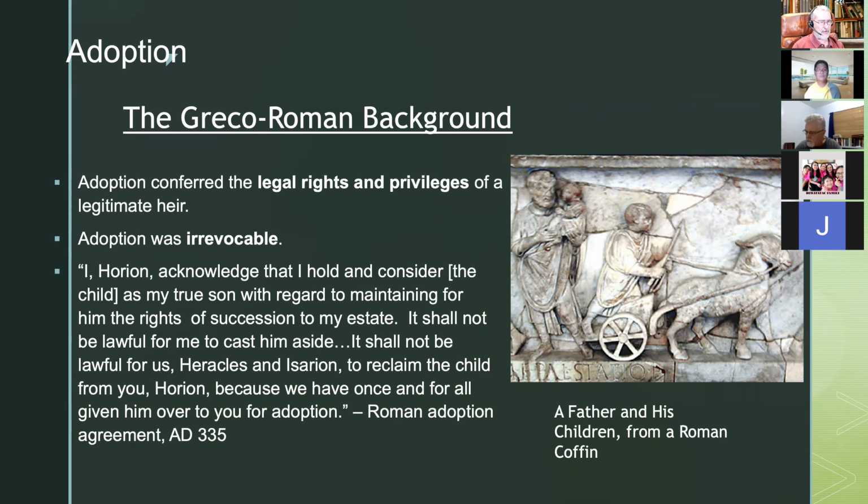This is a Roman adoption agreement from around 335 AD, which is interesting. I, Horion, acknowledge, I hold and consider the child as my true son with regard to maintaining for him the rights of succession to my estate. It shall not be lawful for me to cast him aside. It shall not be lawful for us, Heracles and Asarion, to reclaim the child from you, Horion, because we have once for all given him over to you for adoption. So this is an adoption of a child from outside the family, from another set of parents. It's just an illustration, particularly of the irrevocability of adoption in the ancient world.